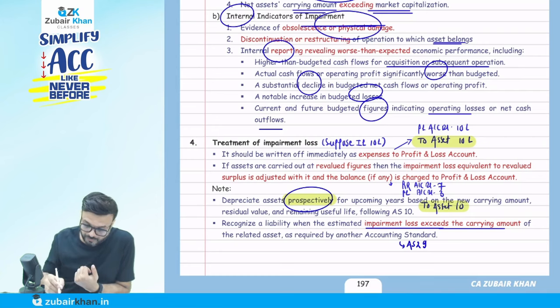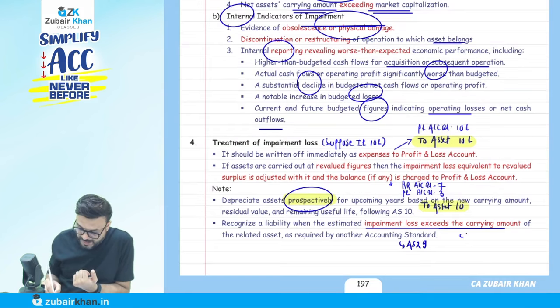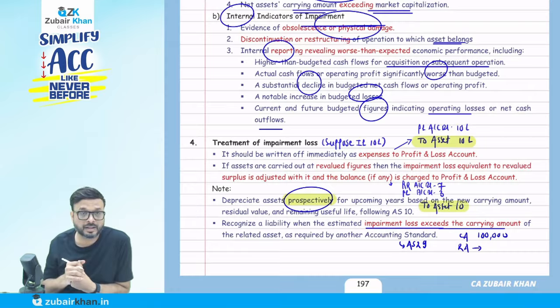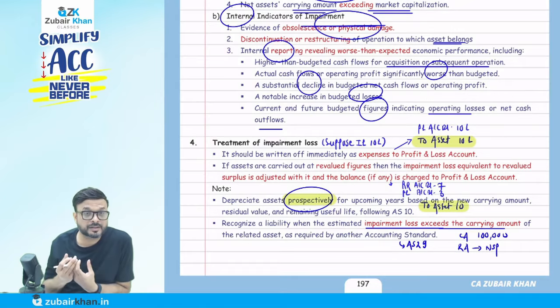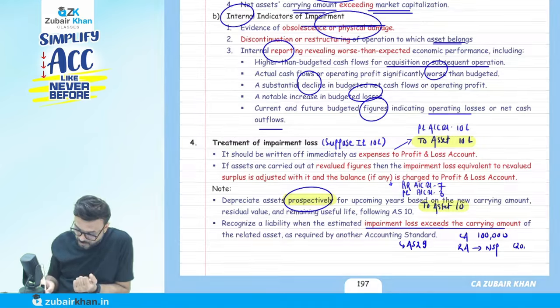So how do we calculate impairment loss? Suppose the carrying amount is 1 lakh. What about the recoverable amount? When I say net selling price, I have to incur certain expenses to sell it. The cost of disposal is more than the amount I am to receive. Suppose that comes to negative 20,000. And here the value in use is 0. So impairment loss is equal to carrying amount minus recoverable amount.